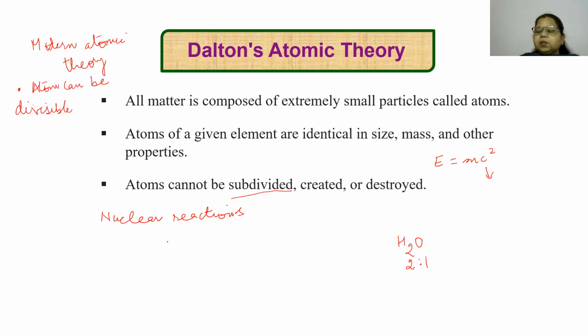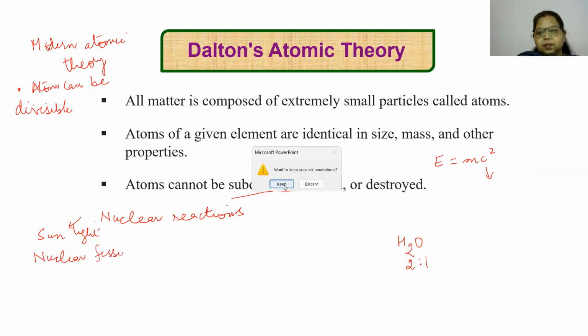Can somebody tell me what is the source of energy of the sun's light? We call it, you can note down, nuclear fusion. There are two types of reaction. I'll just take up a new slide and then explain it to you.